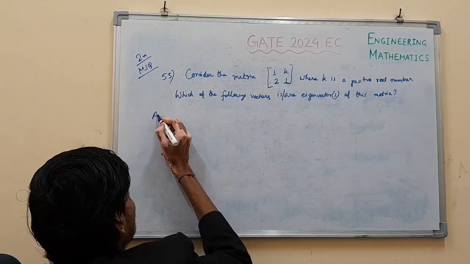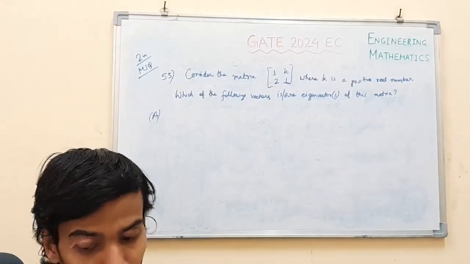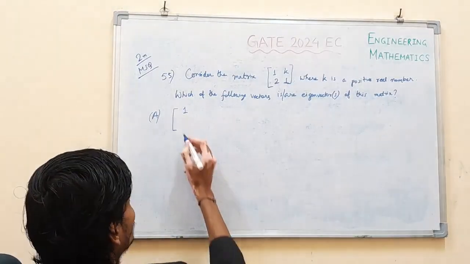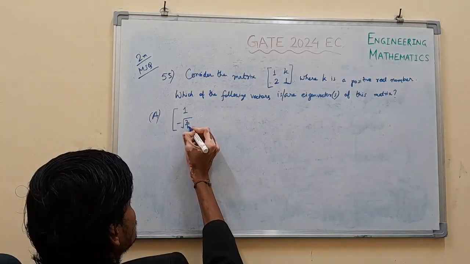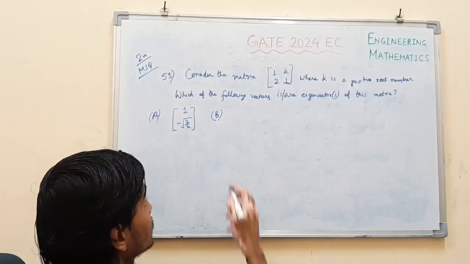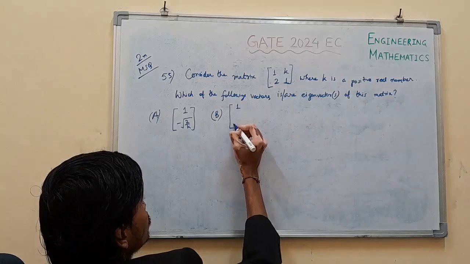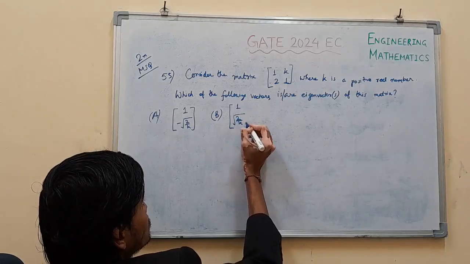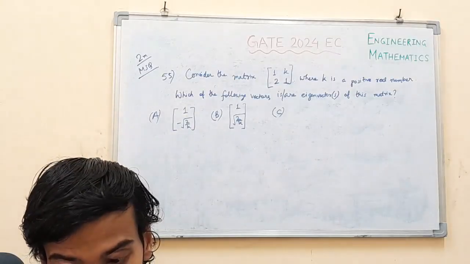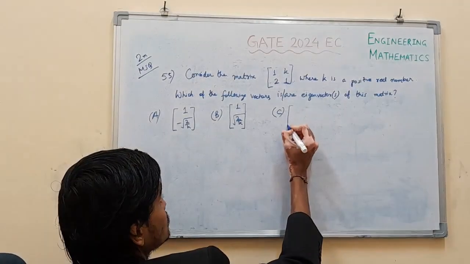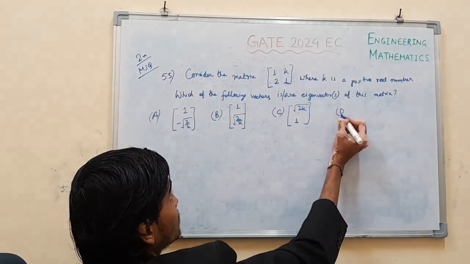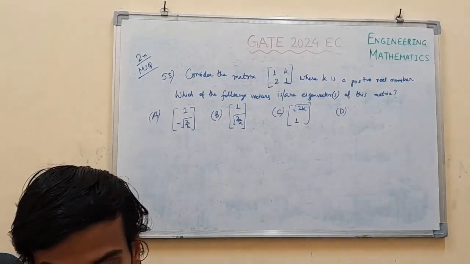The options are given as: option A, 1 and minus root 2 by k; option B, 1 and root 2 by k; option C, root 2k and 1; option D, root 2k and minus 1.